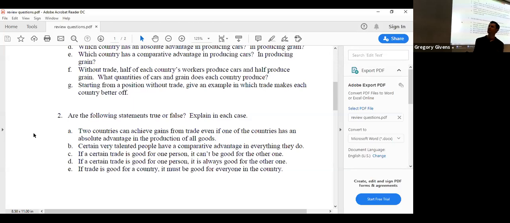How about B? Certain very talented people have a comparative advantage in everything they do. True or false? Help me out again. Wyatt, okay. Why? I agree with you. Why is that false? Why not?